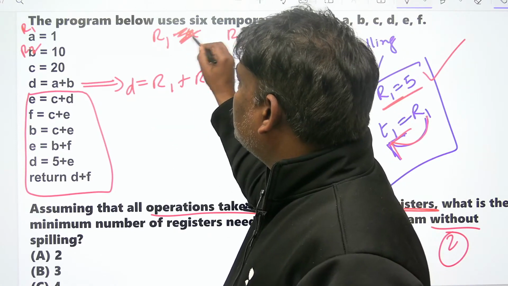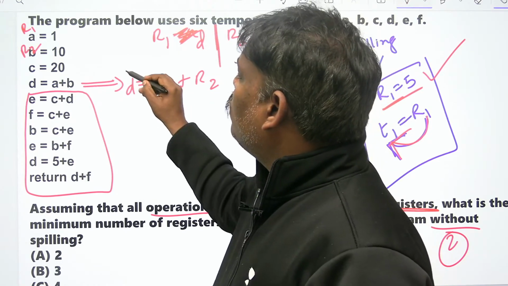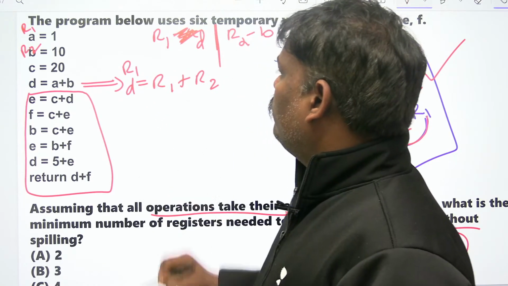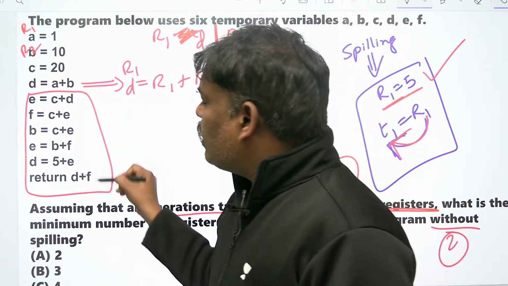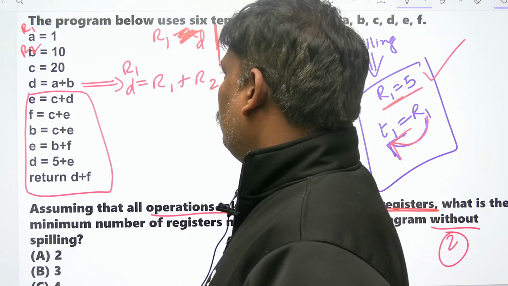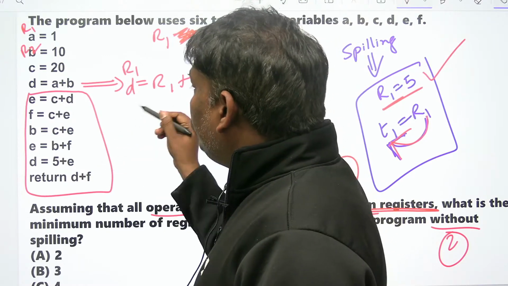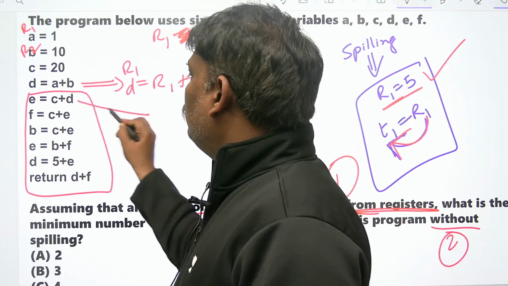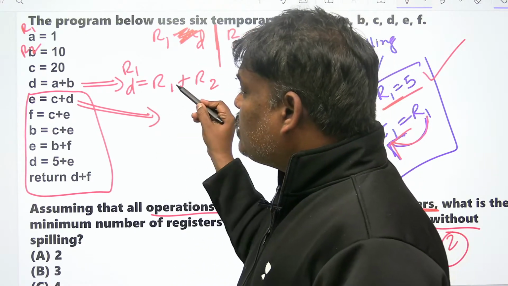I think this is D. So this is going to be R1, because A is not coming further. What will A do in R1? So you can give the A register to D. See the next line. It is going to be C plus D.